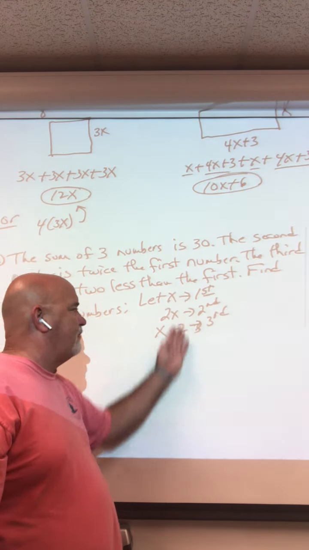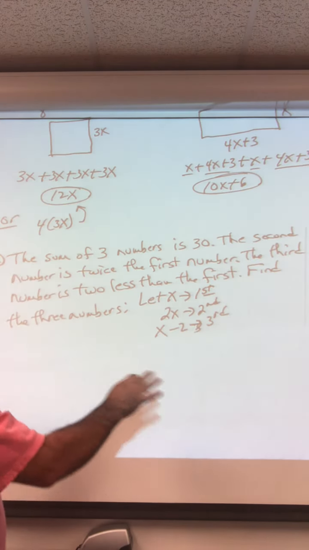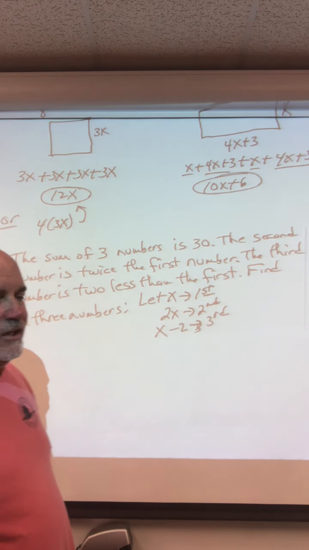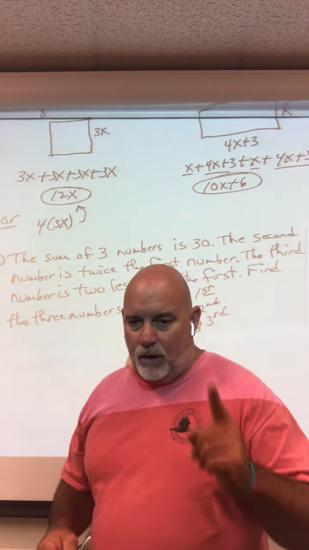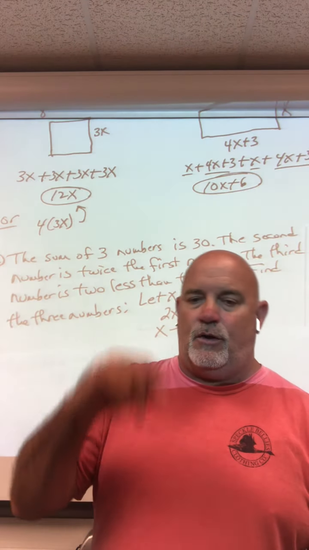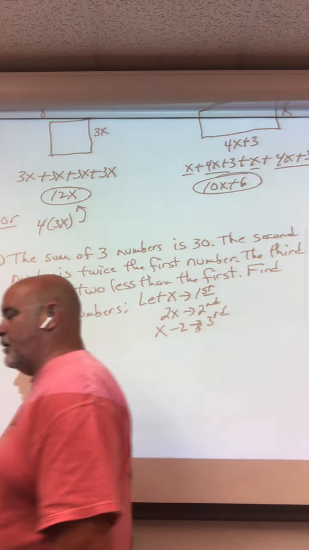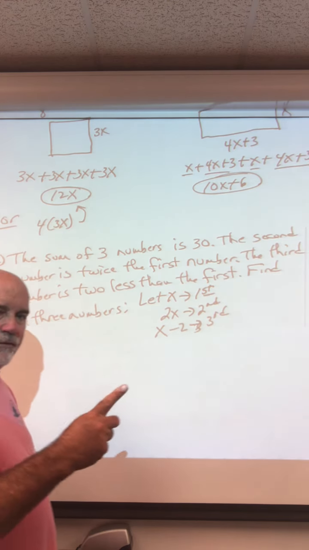Now, why do I have 3 headings? Because I have 3 questions. Remember, the question said find the 3 numbers. However many things you're looking for, you have that many headings. If you're looking for 1 thing, you will have 1 heading. If you're looking for 2 things, you'll have 2 headings, etc. So we're looking for 3 things here. That's why I have 3 headings. Now, that's my heading. That's the first thing that I look for.